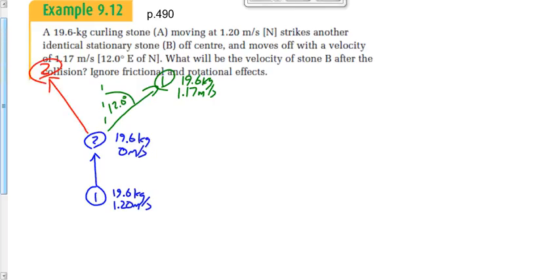And listen, whether you're a curler or not, intuitively you know that if you want to hit curling rock number two up and left, then curling rock number one is going to go up and right. If you've ever played pool, it's the same thing, right? That's 19.6 kilograms, by the way. We want to find out what its velocity is.